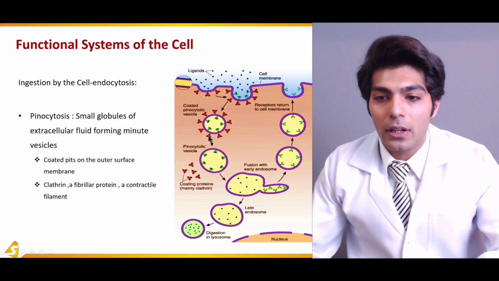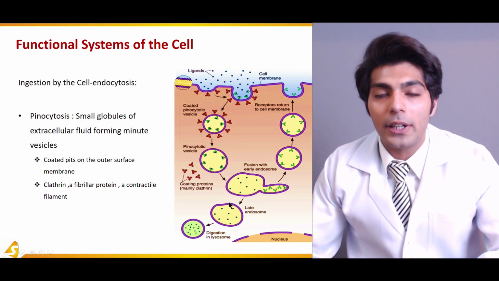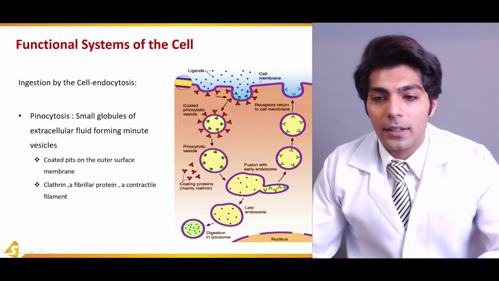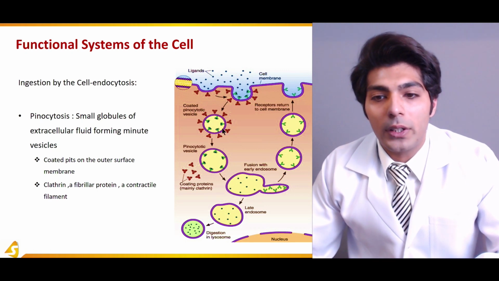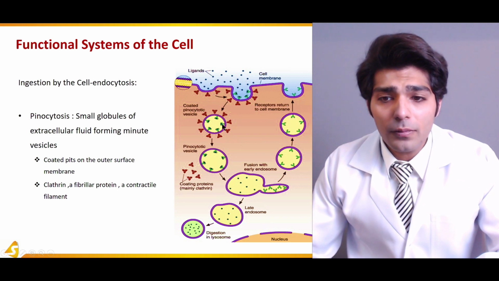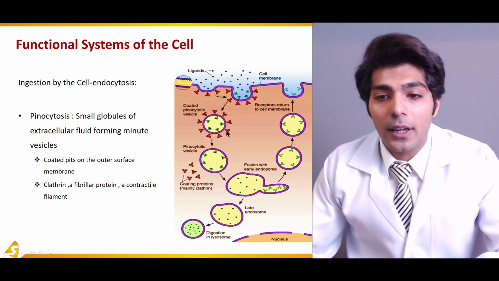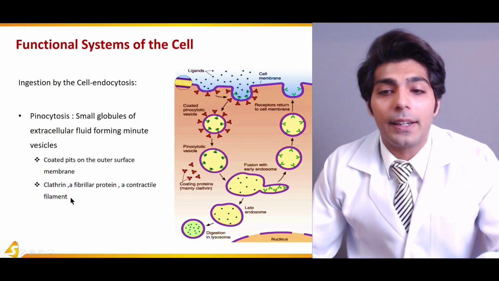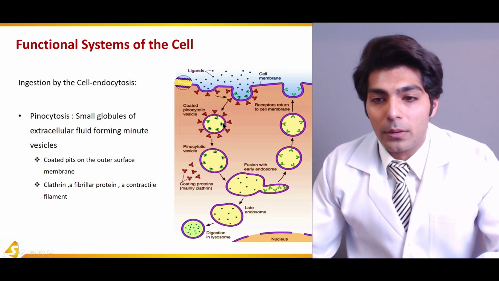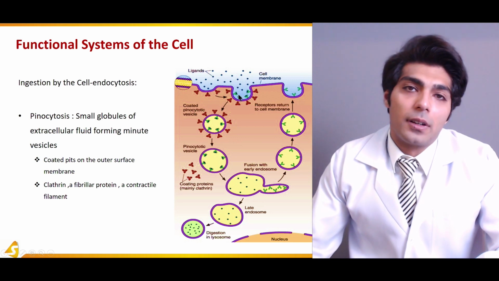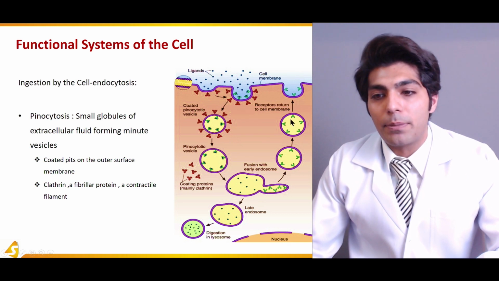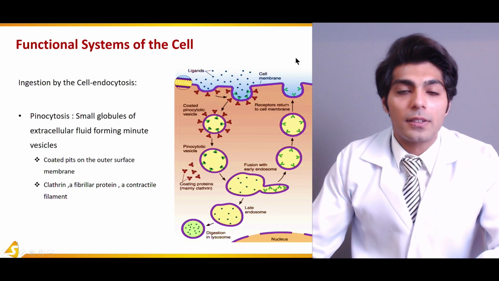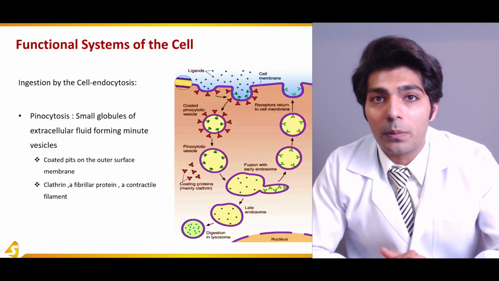This vesicle is then presented to the endosome. There are hydrolytic enzymes present within it that perform their normal function, and there is digestion in the lysosome. The fibrillar or coat protein that was surrounding the pinocytic vesicle moves back to the inner surface of the cell membrane, and the vesicle containing the receptors moves back to the cell membrane as well. So this is the ingestion of the cell that is performed during endocytosis.